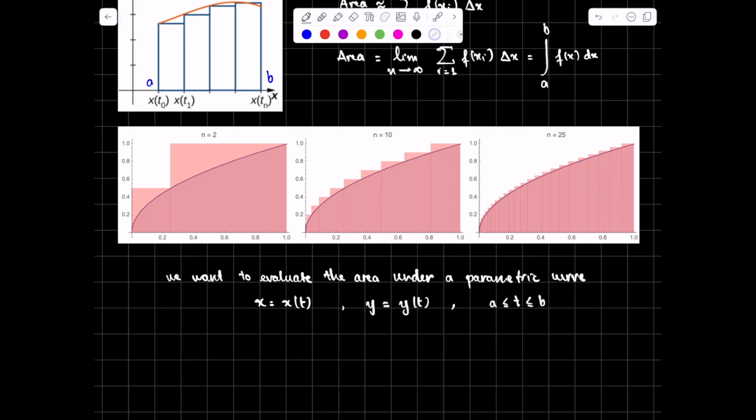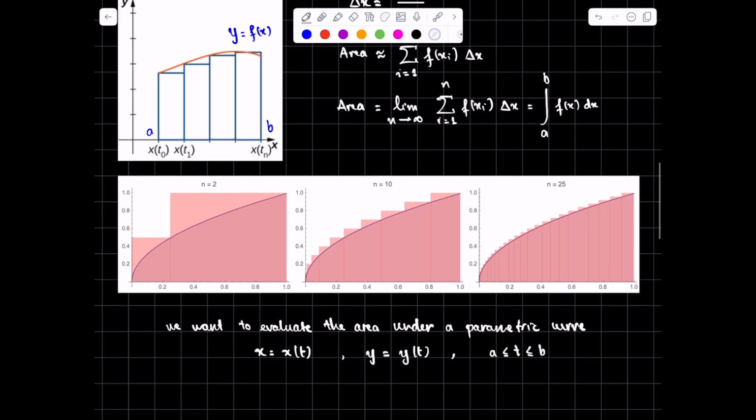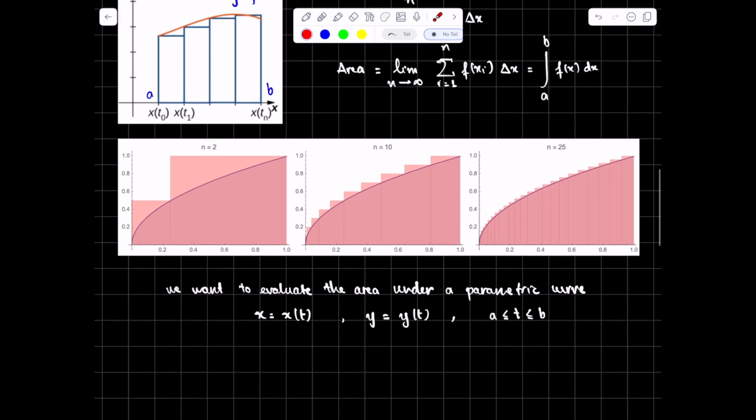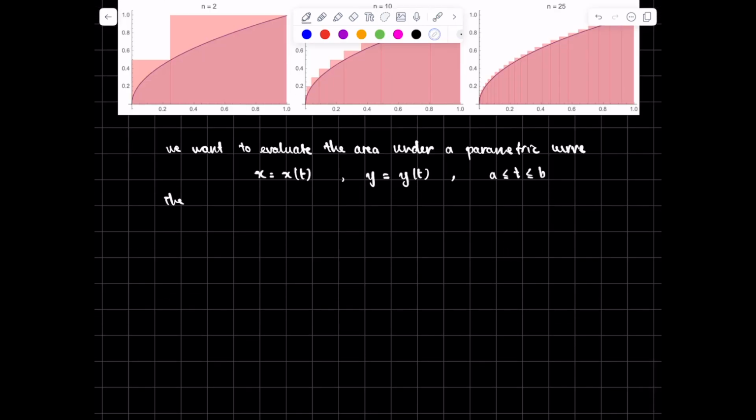So now what we're going to do is modify the limit of the Riemann sums a little bit. We're going to use rectangles again to approximate the area under the parametric curve, but we're going to manipulate the formula so that instead of just x and y, we involve t in the formula. So here it goes. First, we want to evaluate the area of the ith rectangle.